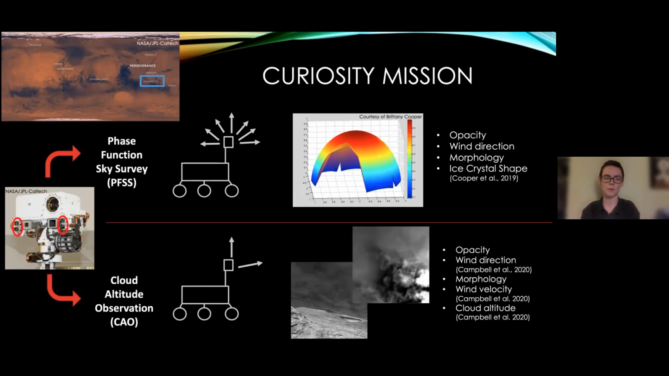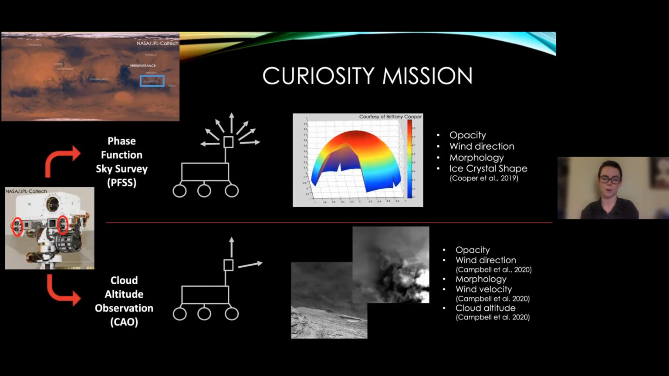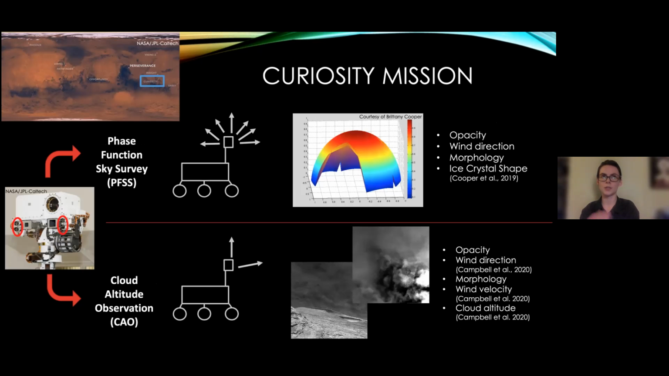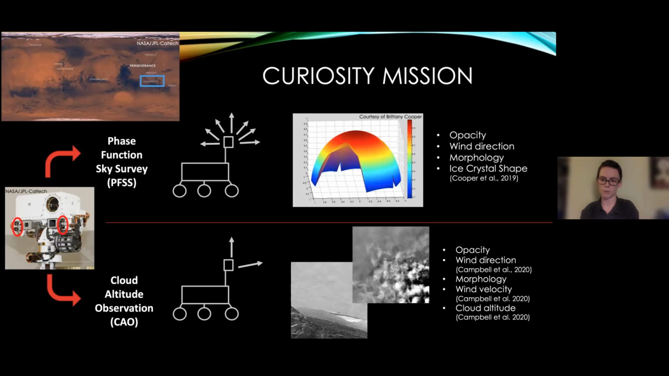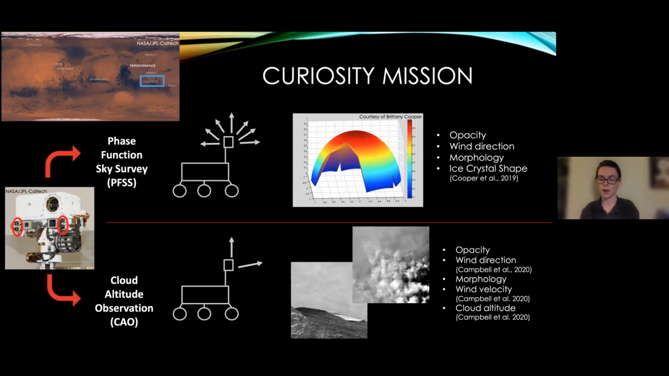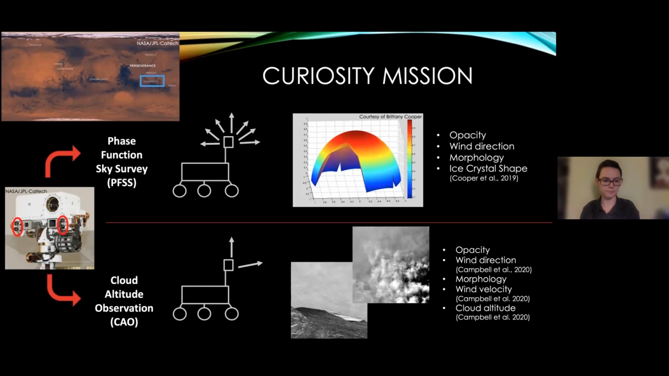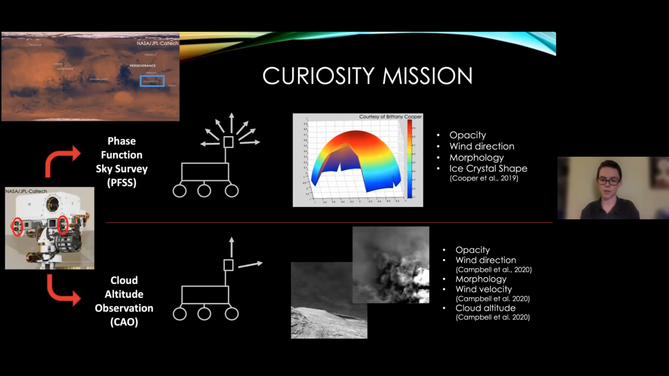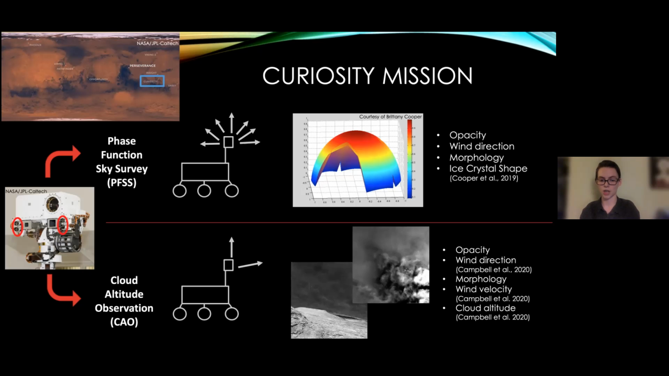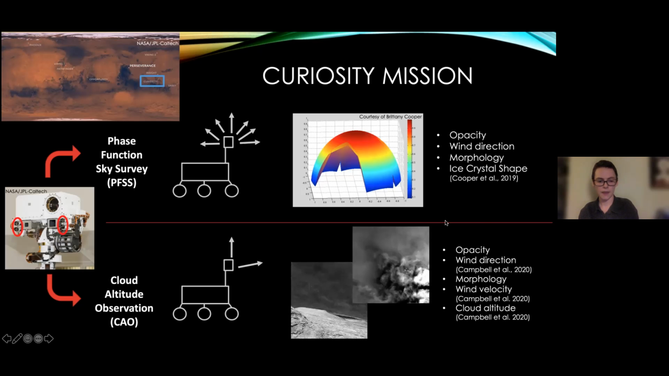Moving on to 2 observations that are actually done only in the cloudy season on Mars. And we just completed our 3rd Mars year of data with these 2. The phase function sky survey basically uses 9 pointings and 3 images at each pointing to create this dome around the rover to try to determine ice crystal shape based on how the sun travels through the atmosphere at that pointing. And then lastly, the cloud altitude observation, which takes 2 movies and tries to determine altitude based on how fast the shadows are moving in the bottom movie compared to how they're moving in the top movie.